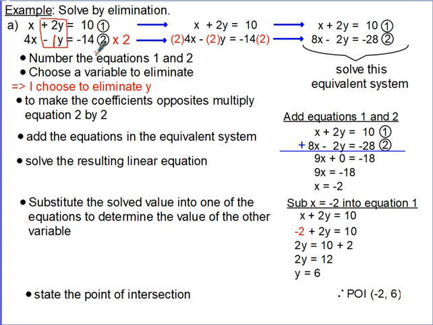In this particular scenario, the lowest common multiple between 1 and 2 looks like it's 2, because we can just multiply the 1y by 2. So what we do here is, if we're going to do that, we have to multiply every term in the equation by 2. So multiply the 4x by 2, multiply the 1y by 2, multiply the negative 14 by 2, and equation 1 doesn't really have to change at all.